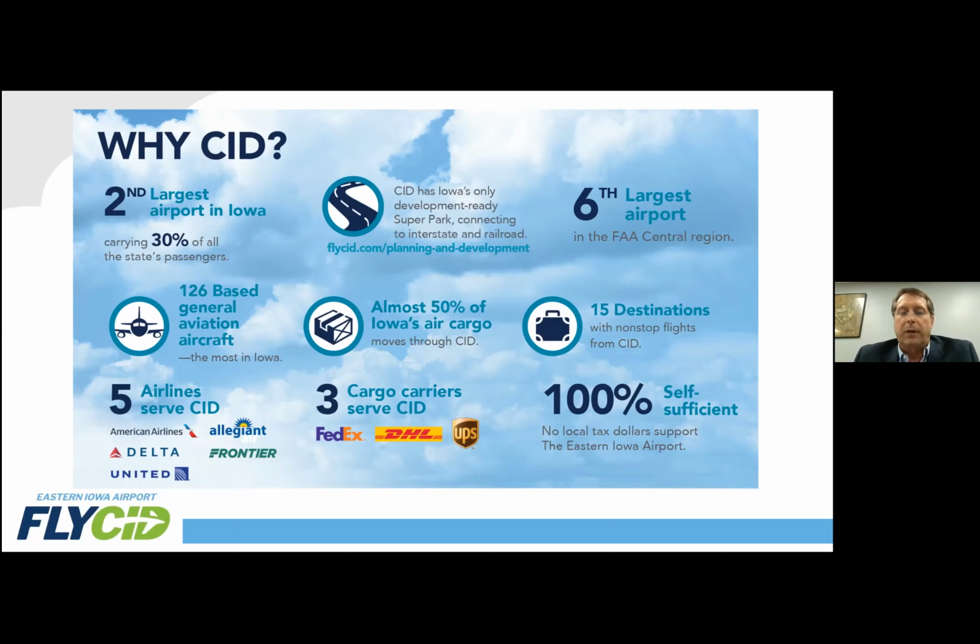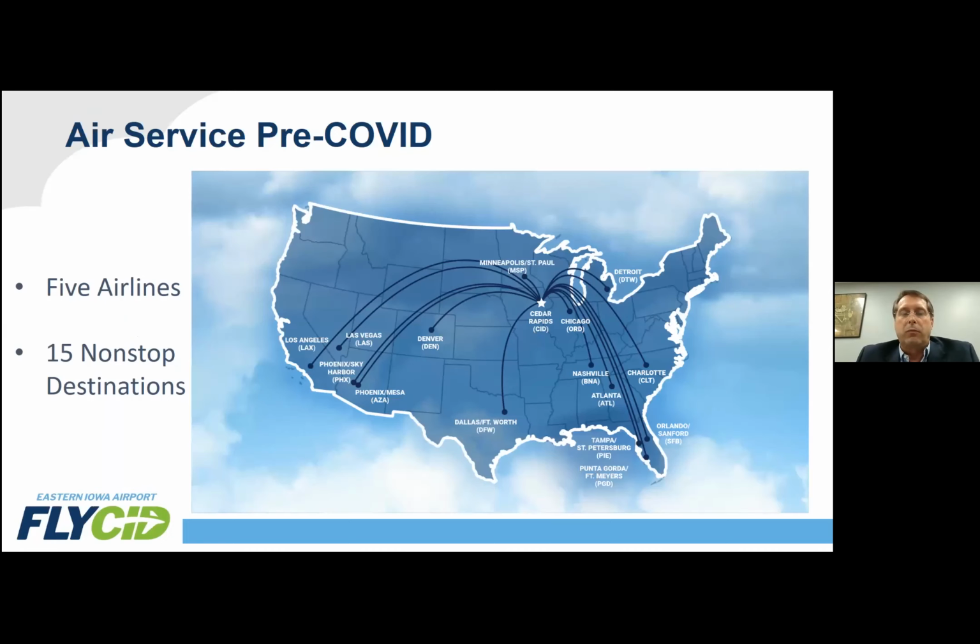So significant growth continues to occur in air cargo. We are 100% self-sufficient and receive no local tax dollars. So our pre-COVID air service route map, there it is for you. 5 airlines, 15 nonstop cities.